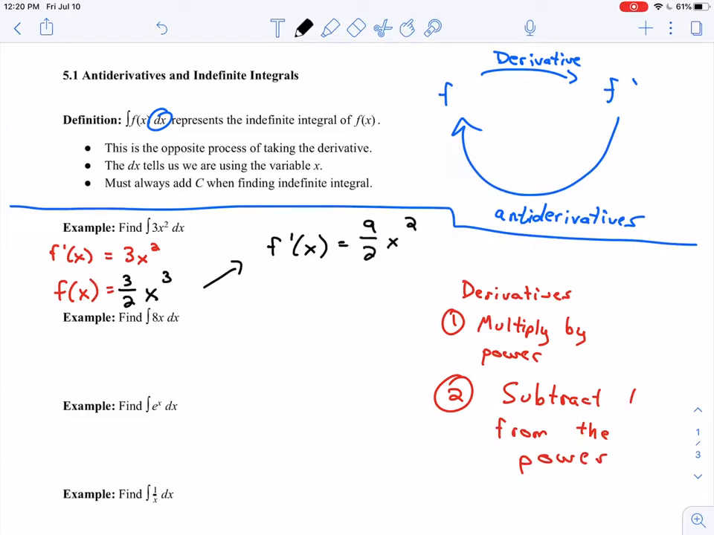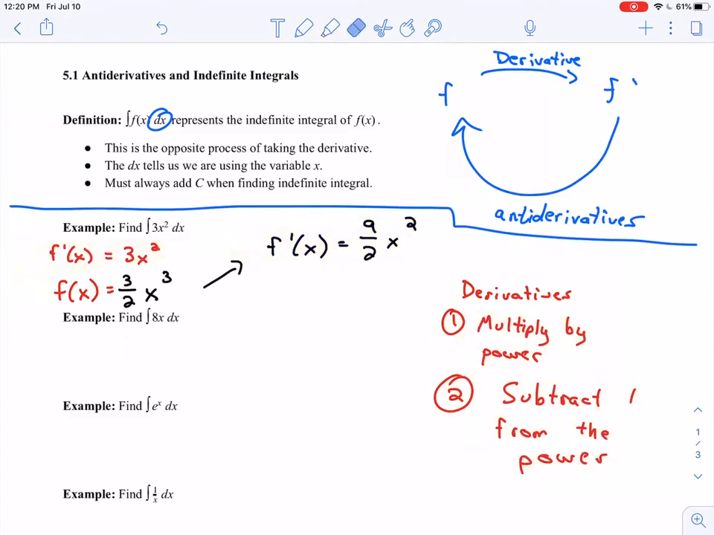Well, shoot, this is a problem, because my derivative doesn't match what I started with. I should be able to find an antiderivative and then check my answer by taking the derivative. I should end up in exactly the same place that I started. So something's wrong here. Just switching or doing the opposite of these steps is not going to work.